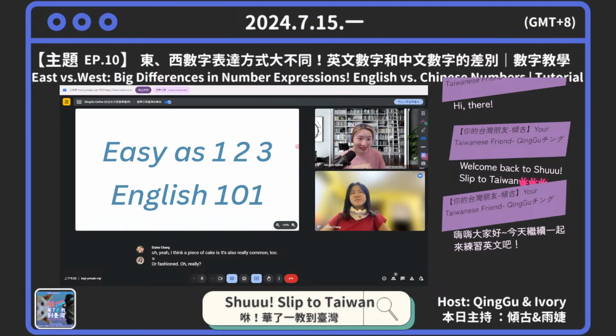Oh, yeah. I think a piece of cake is also really common too. Oh, really? It's not old-fashioned? Some people say it, but I wouldn't say it's very old-fashioned. I still hear people say it. And next one is 101. So 101, usually you use it after something.